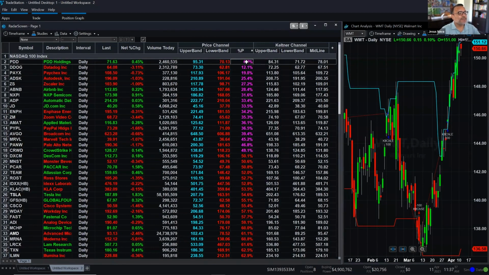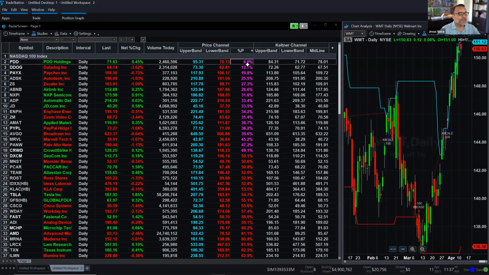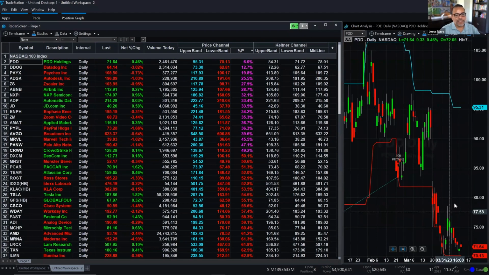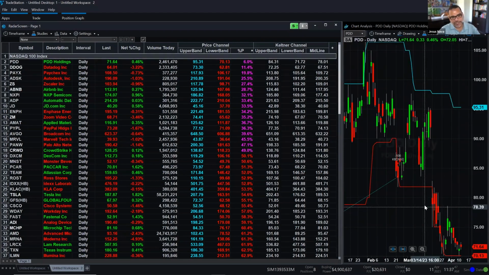So we have this symbol right here at 6%, meaning that it's very close to hitting that bottom channel. This is PDD Holdings. I'm going to click on it, and it shows right here on the chart. You can see how the past few days that security has been coming down. So it's interesting that we use an indicator like this in RadarScreen because you can rank your symbols based on proximity to these bands. Maybe these are securities that you want to watch because they're so close to a price channel.